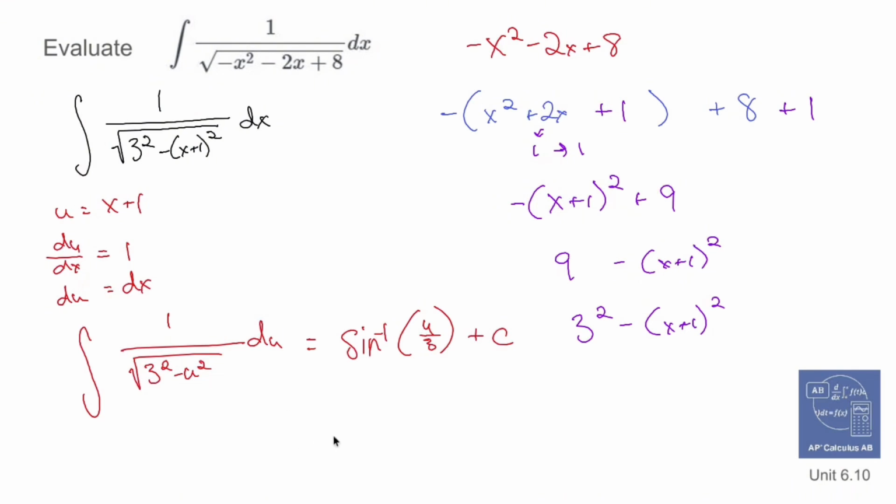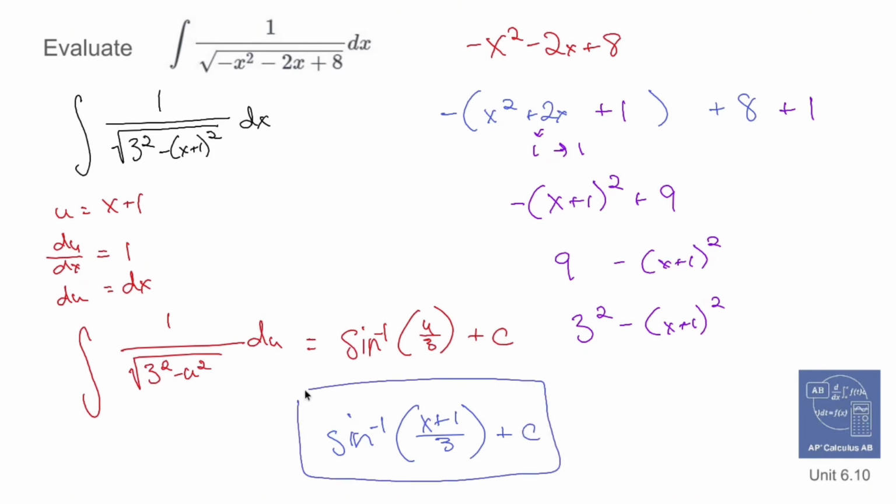Replacing u, I now end up with the inverse sine of x plus 1 over 3 plus c. So definitely not an easy problem. I got a little stumbled up here when I was trying to remember what I was supposed to do, because inverse trig functions are not my favorite. But we end up with this, so yeah, not fun.